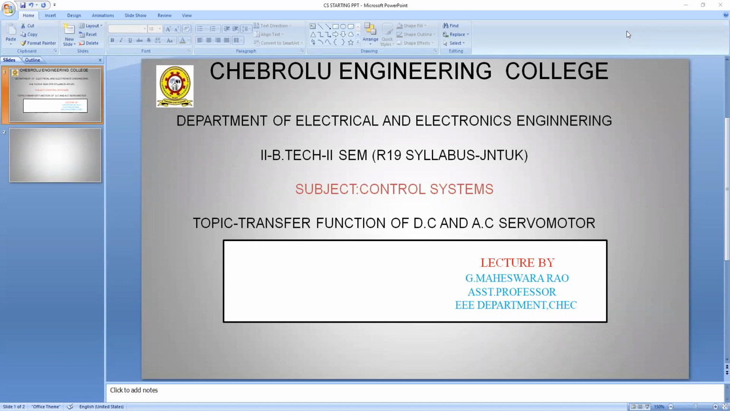Myself, Maheshwar Rao. Today we are discussing the topic transfer functions of DC servo motor and AC servo motor. In a DC servo motor, the two windings are the armature winding and the field winding. So we will cover the armature controlled transfer function, the field controlled transfer function, and the AC servo motor transfer function.